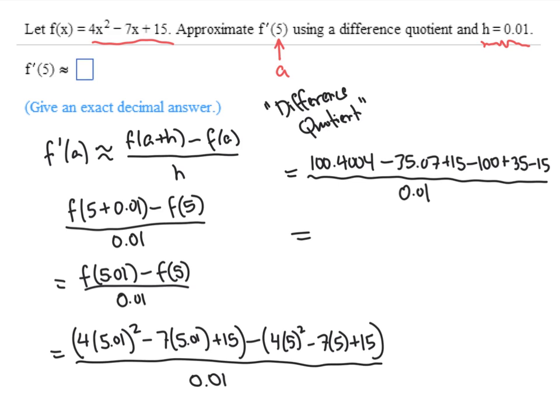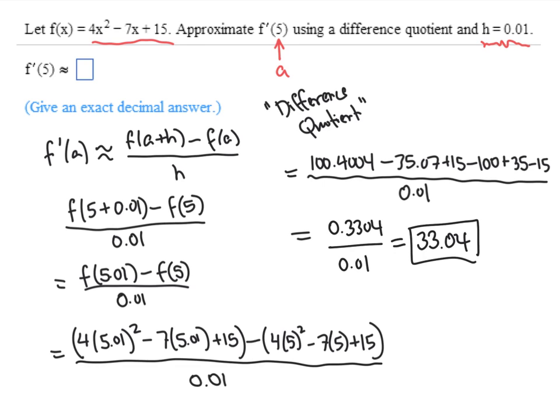Now when I work out everything on the top of that fraction, I get 0.3304. And then when I divide that by 0.01, I got my final answer of 33.04. And that's my approximate value of f prime of 5.